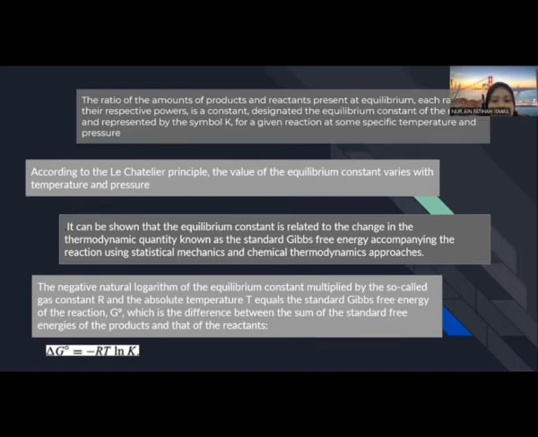The negative natural logarithm of the equilibrium constant multiplied by the so-called gas constant R and the absolute temperature T equals the standard Gibbs free energy of the reaction, which is the difference between the sum of the standard free energy of the products and that of the reactants.